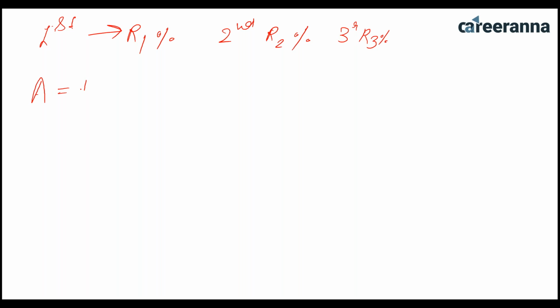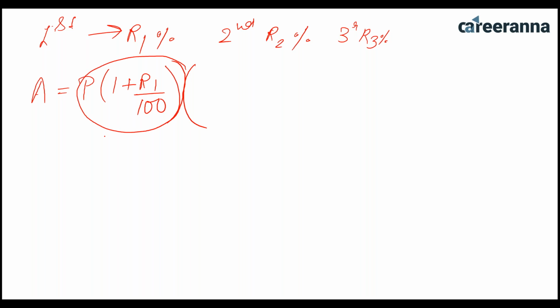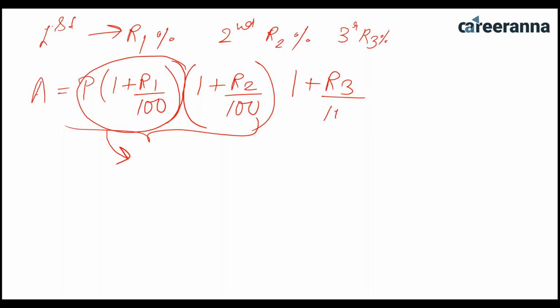So basically, suppose for example, I charge you R1% for the first year, R2% for the second year, and R3% for the third year. Again, a basic thing: A will become P into 1 plus R1 upon 100. Now, whatever value I get after solving this will act as the principal for the next factor, 1 plus R2 upon 100. Whatever value I get after this will act as the principal for the third factor, 1 plus R3 upon 100.